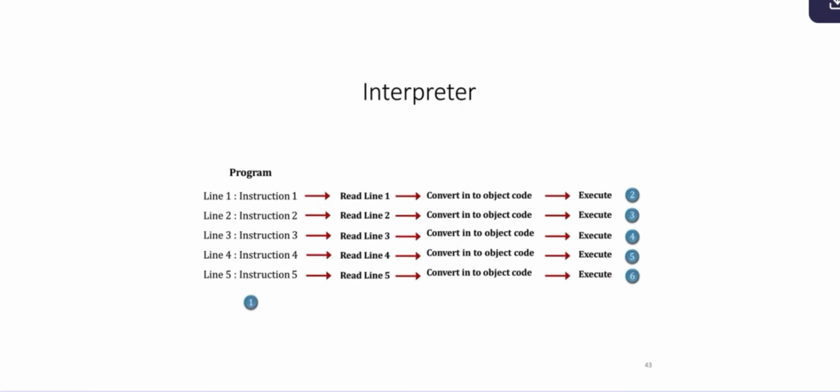For interpreter, you have, for an example, line 1 instruction 1, line 2 instruction 2, line 3 instruction 3, line 4 instruction 4, and then it goes all the way to line 5, and then it converts each line. Once it converts line 1, it's executed, then it goes to line 2 and then executes line 2. After it finishes line 2, it executes line 3. So it goes line by line and executes the whole program.